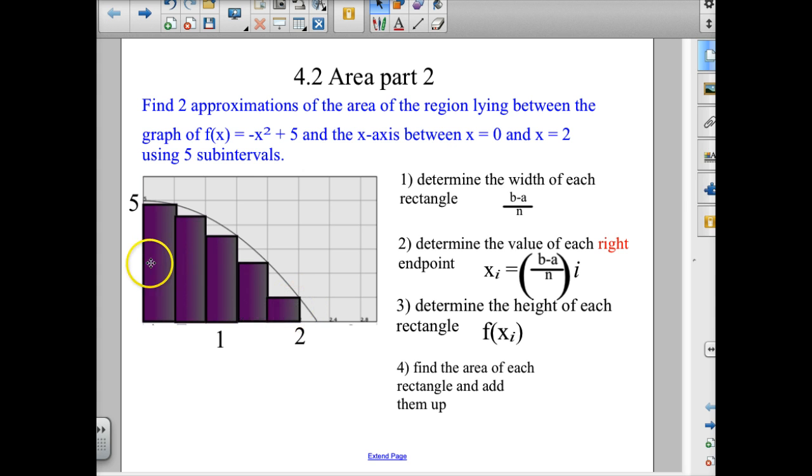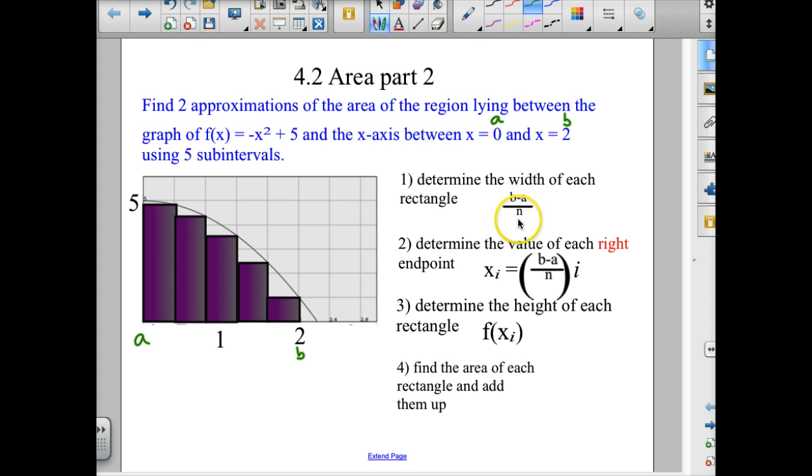So we're going to divide up this region into 5 subintervals, and notice the right-hand corner of each rectangle is touching the curve. Okay, so we are going to do this process. First, determine the width of each rectangle. A is the left endpoint, and B is the right endpoint for all of these problems.